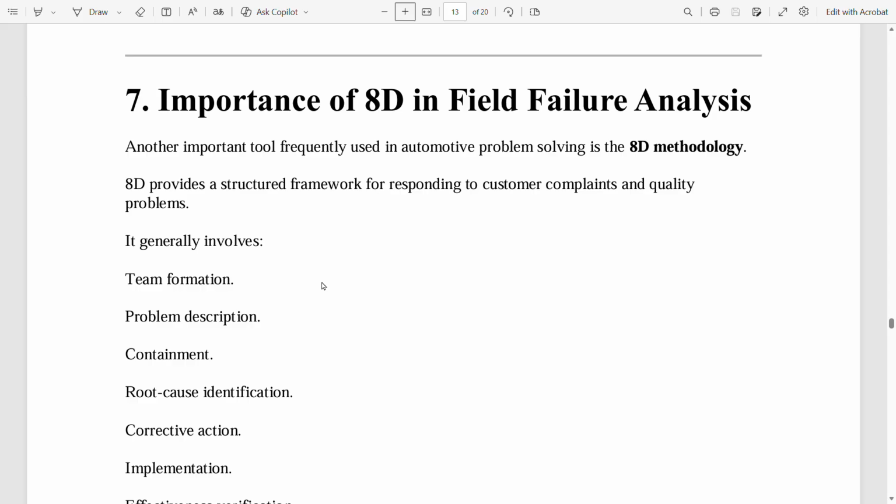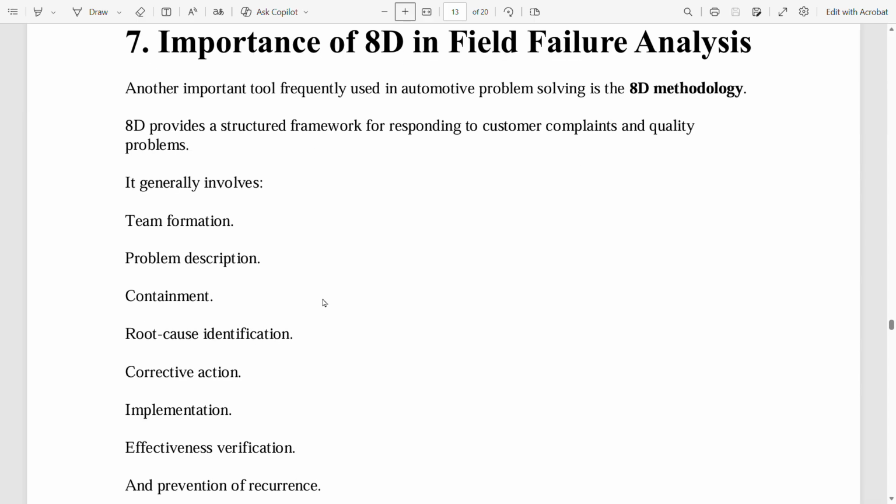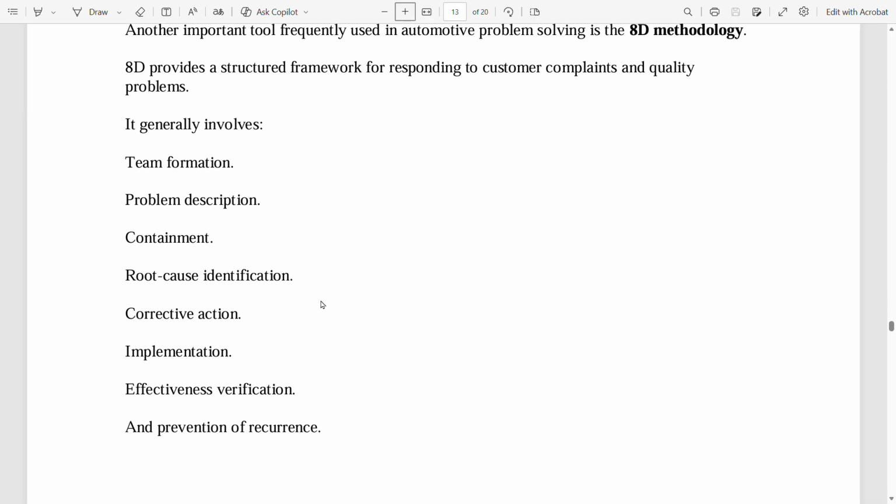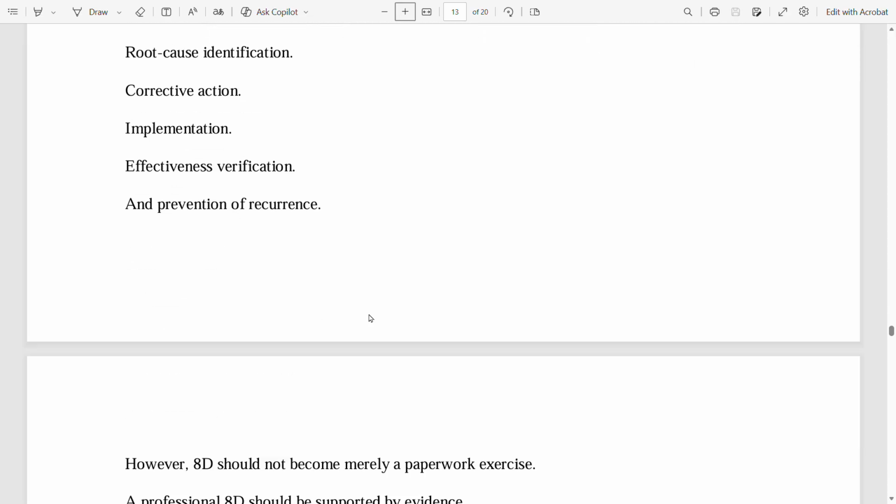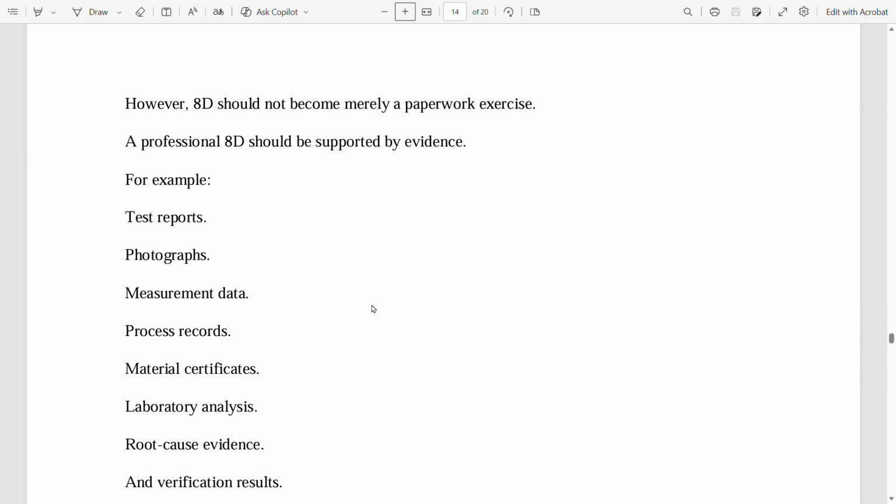Another important tool frequently used in automotive problem solving is the 8D methodology. 8D provides a structured framework for responding to customer complaints and quality problems. It generally involves team formation, problem description, containment, root cause identification, corrective action, implementation, effectiveness verification, and prevention of recurrence. However, 8D should not become merely a paperwork exercise. A professional 8D should be supported by evidence.